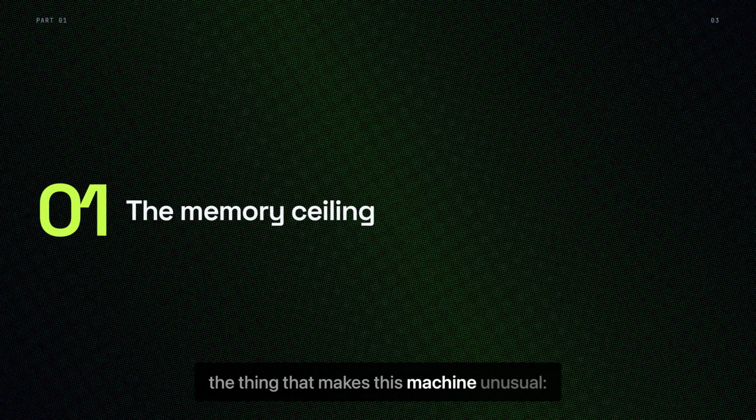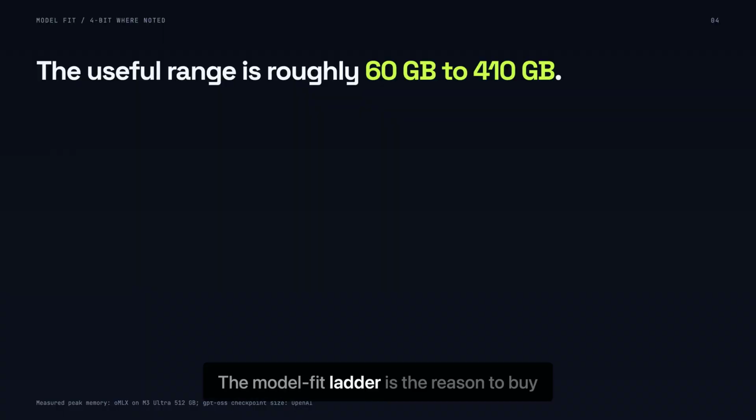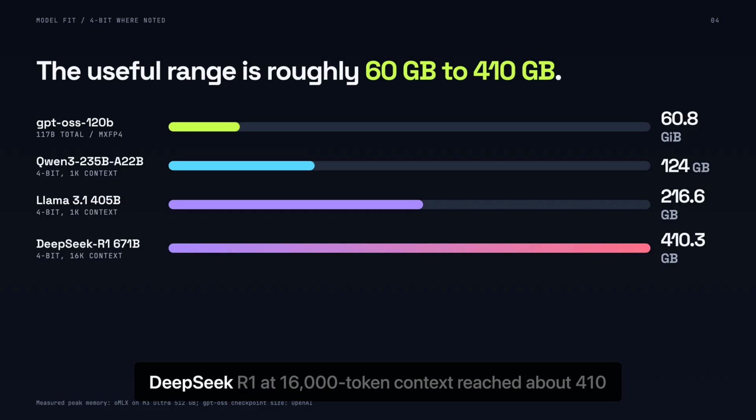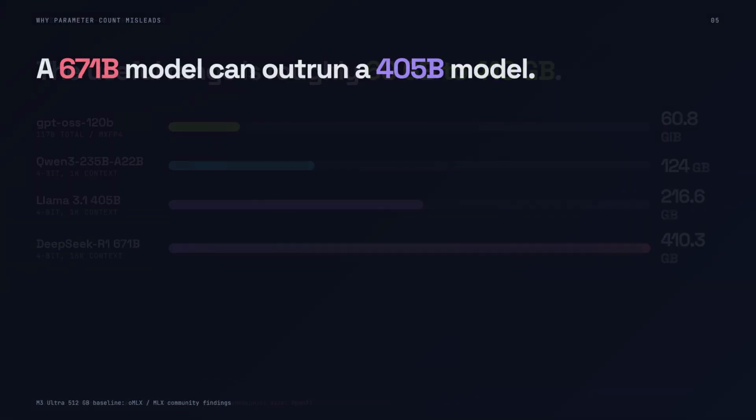First, the thing that makes this machine unusual: model fit. The model fit ladder is the reason to buy the 512 gigabyte configuration. OpenAI's GPT-oss 120B checkpoint is only about 61 gigabytes. Qwen3 235B at 4-bit used about 124 gigabytes. Llama 405B used about 217. DeepSeek R1 at 16,000 token context reached about 410 gigabytes and still fit.